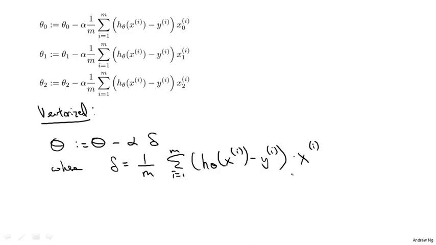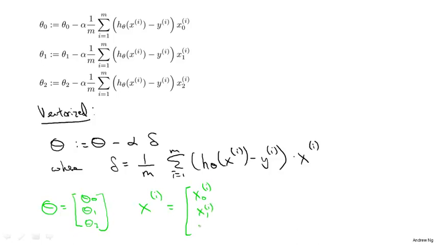So just to remind you, in this view, I'm going to treat theta as a vector. So theta is going to be a vector, theta 0, theta 1, theta 2. And similarly, x^(i) is going to be a vector. So there's x_0^(i), this is always equal to 1, x_1^(i), maybe the size of the house, and x_2^(i), which is the number of bedrooms in house i in my training set.